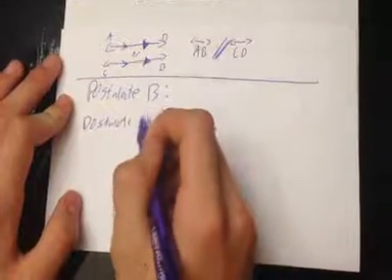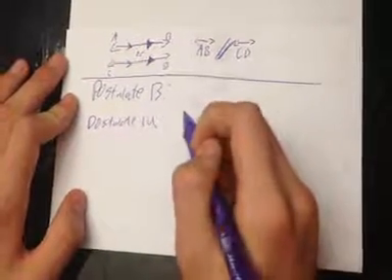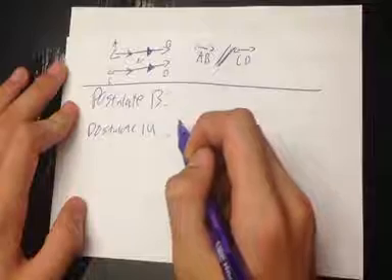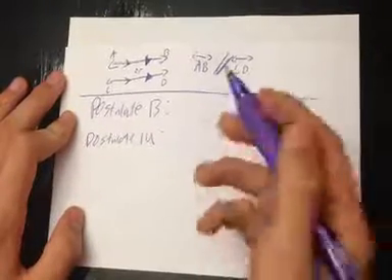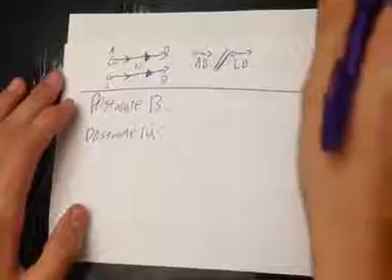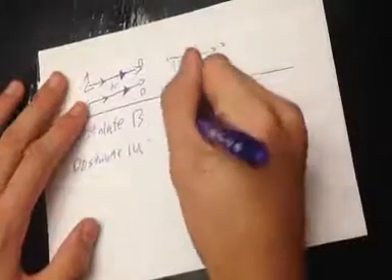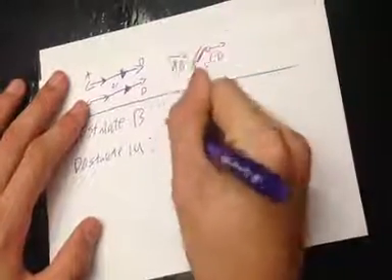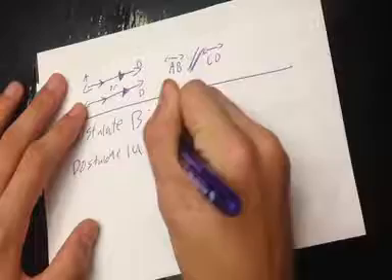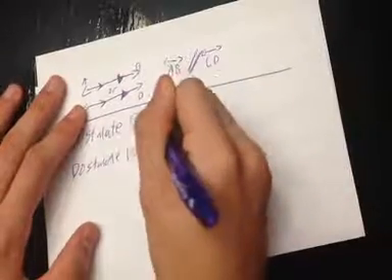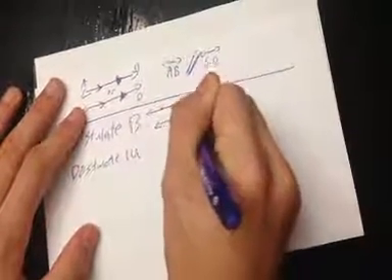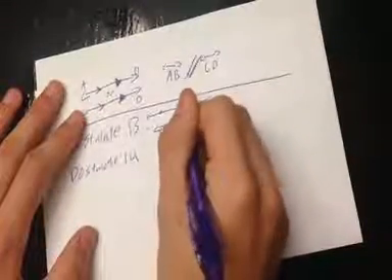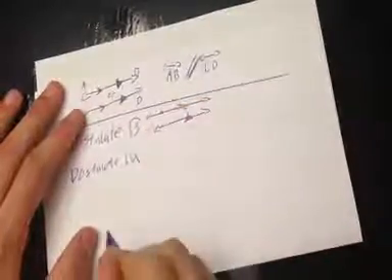Postulate 13 says, if there is a line and a point not on the line, then there is exactly one line through the point parallel to the given line. This is confusing, I know. What it's saying is that if you have a point here and a line here, then there is exactly one line parallel to this line through that point.